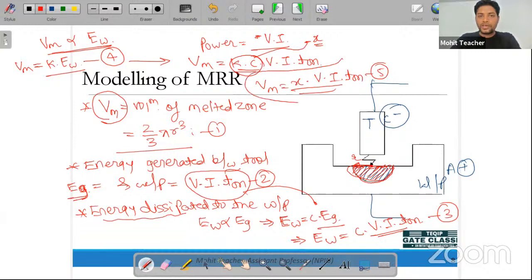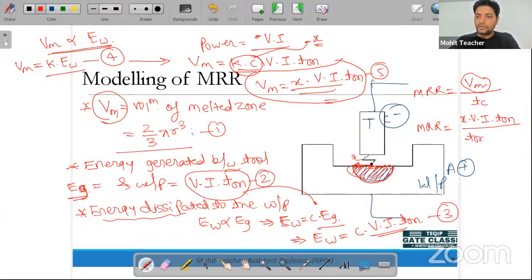Okay, now we have to calculate the material removal rate. The material removal rate will be the amount of volume removed per unit time. The volume removed is Vm, and the cycle time is Tc. So MRR will be equal to x into V into I into T on upon Tc, where Tc equals T on plus T off. Please keep in mind this formula. You can write it in your synopsis. I'm giving you 2 minutes. If you have any doubts, you can ask me.